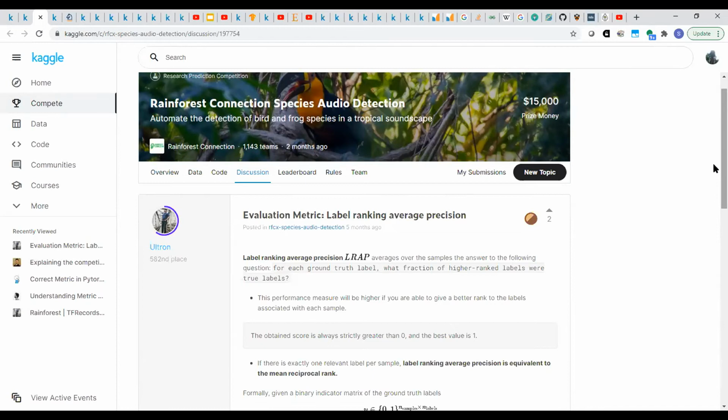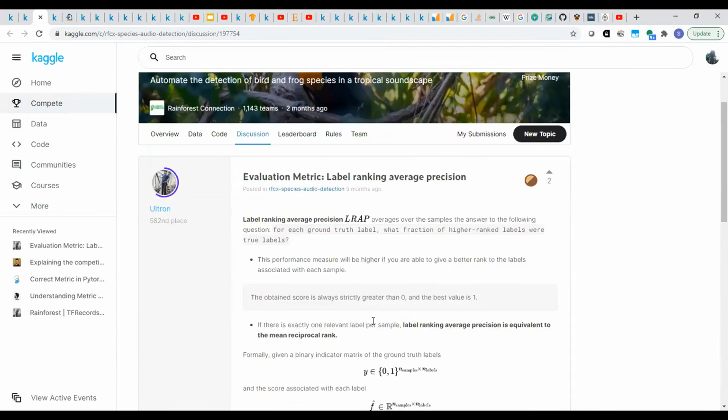And also, as this says, if there is exactly one relevant label per sample, the label ranking average precision is equal to the mean reciprocal rank. And the mean reciprocal rank is just where it appears in the 20. So it's 1 by that. So for example, if a cat were to appear in the 3rd position, then it's 1 by 3. In 2nd position, 1 by 2. The 1st position, 1 by 1. That's what the mean reciprocal rank turns out to be.